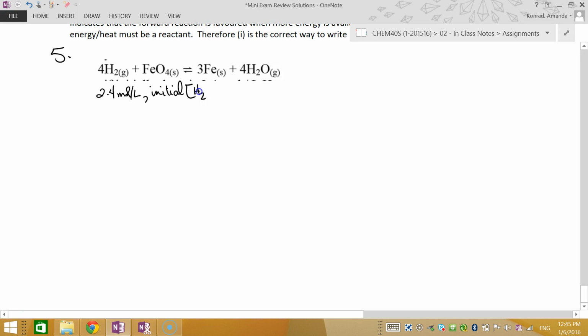of hydrogen gas. We're told that you have 100 grams of iron oxide. Okay, be careful, there is a typo in this. There should be a 3 in there on the reactant side. And we are told that the equilibrium concentration of hydrogen is 1.0 moles per liter. Sorry, not final, but equilibrium.